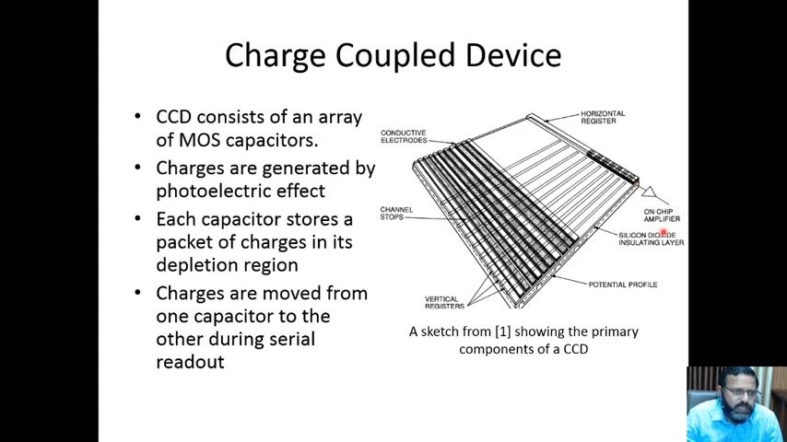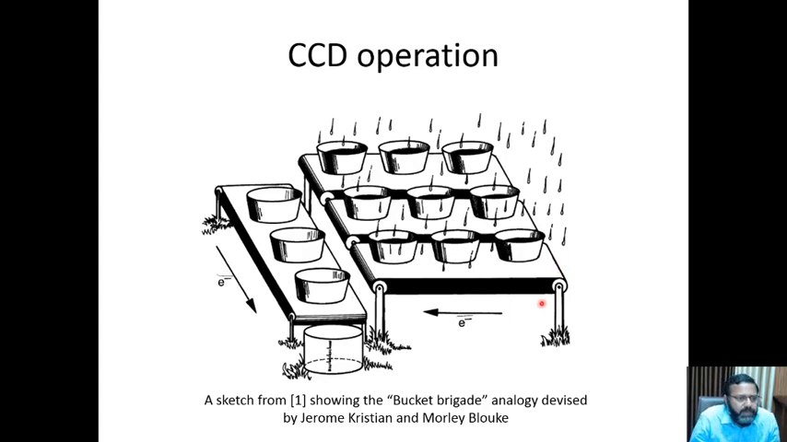So this can be understood by the bucket brigade analogy. It was devised by Christian and Luke just to understand the CCD operation simply. So they depicted the pixels of the CCD as a set of buckets. There are 9 buckets here arranged in a 3 by 3 fashion. They are collecting raindrops, and the raindrops are like photons, and the water collected in the buckets is like the electrons generated by the photoelectric effect.